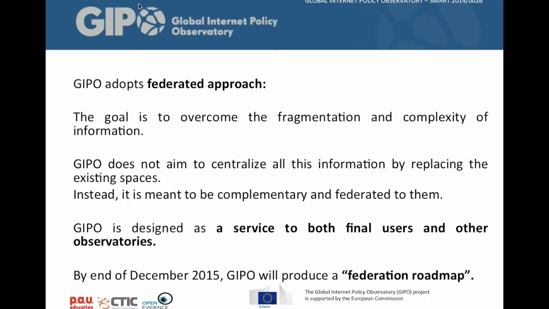What is important to remember is that GIPO adopts a federated approach. So the goal is to overcome the fragmentation and complexity of information. And GIPO does not aim to centralize all the information by replacing the existing spaces. Instead, it is meant to be complementary and federated to them. So GIPO is designed as a service not only to final users, but even foremost to other observatories. And this is why it is so important also to agree on common taxonomy to make the GIPO tool as interoperable as possible. So by the end of December 2015, GIPO will produce a federation roadmap which will show the concept of cooperation between all the other initiatives.